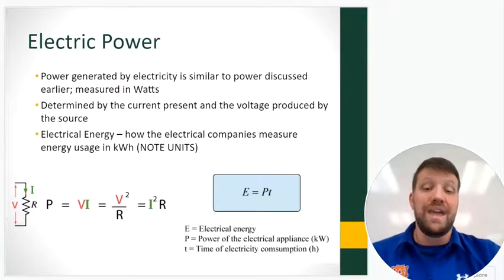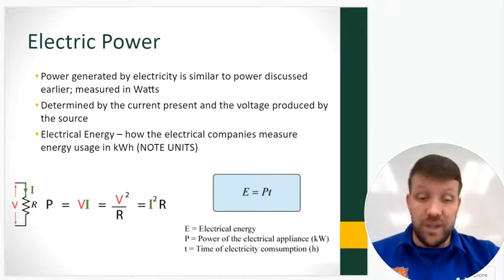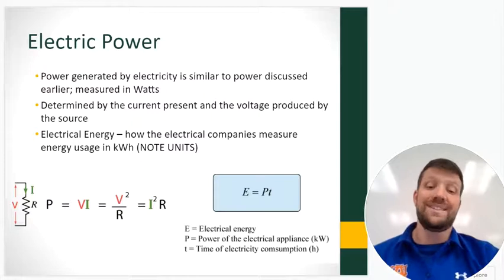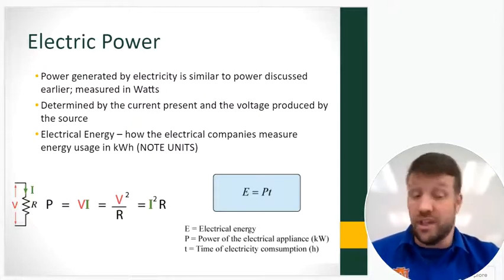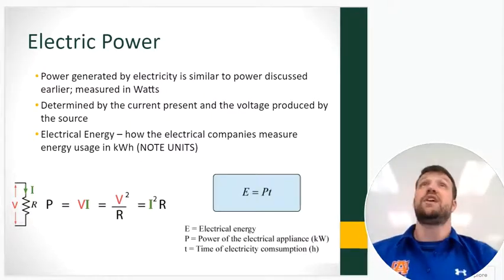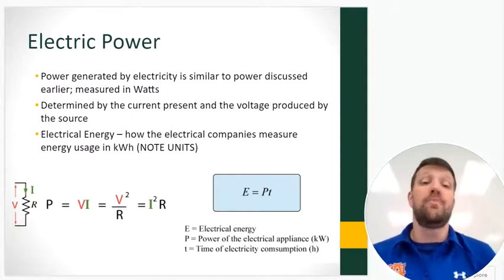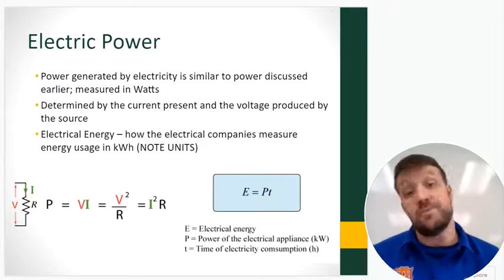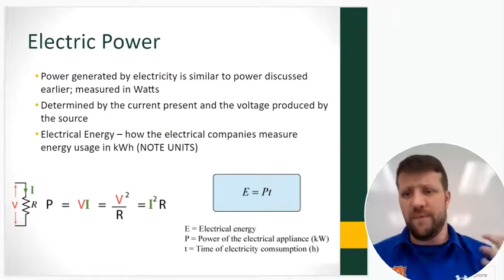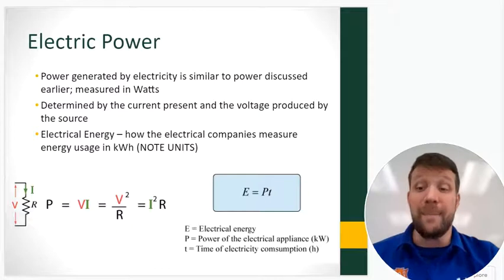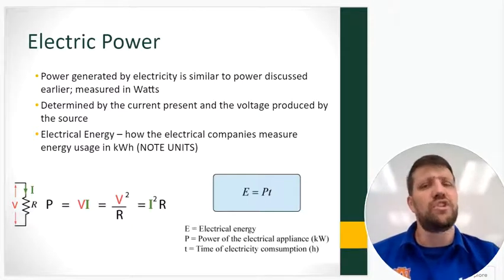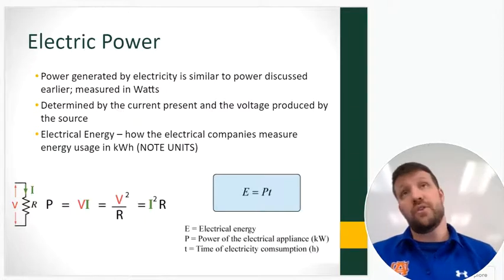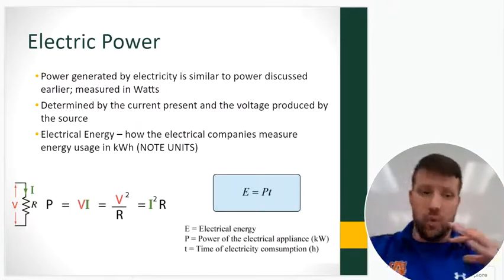Electrical energy is P, so the power of the electrical appliance, in kilowatts, times the time that you're consuming this electricity in hours. That is a weird unit, and it's done more to make the numbers more manageable when you are actually charging people for using electricity than it is for physics purposes. But it's a very common application of this stuff, so I want to make sure you're understanding of that as well.